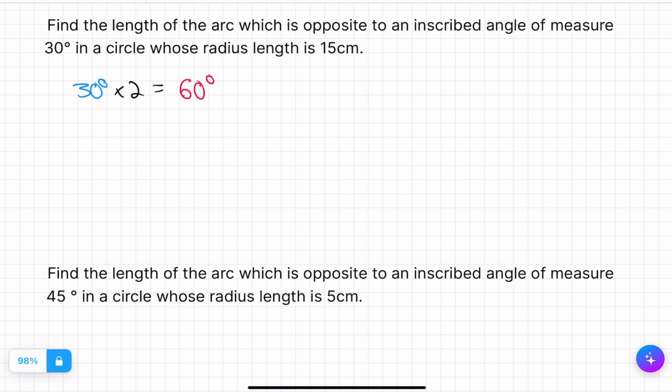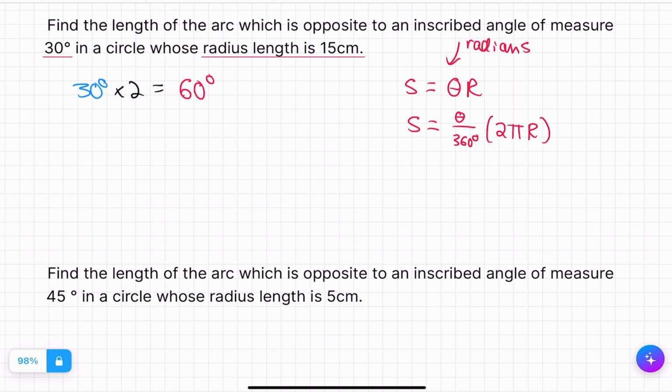Now we can use this information to solve for the arc length, because we have 2 equations that allow us to solve for the arc length when we have a central angle and a radius. The arc length is equal to the central angle times the radius. This equation only works when you're dealing with radians, so we need one that's going to work with degrees because that's what we're given. That equation is going to be the arc length is equal to our theta in degrees over 360 degrees times 2 pi times the radius.